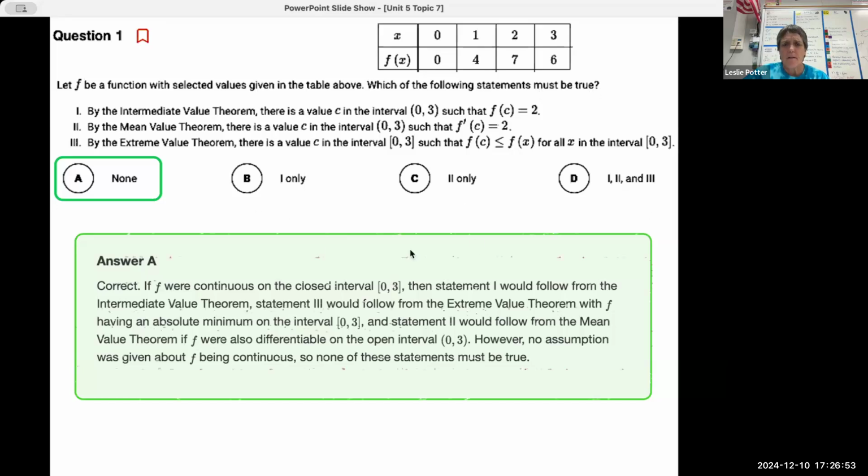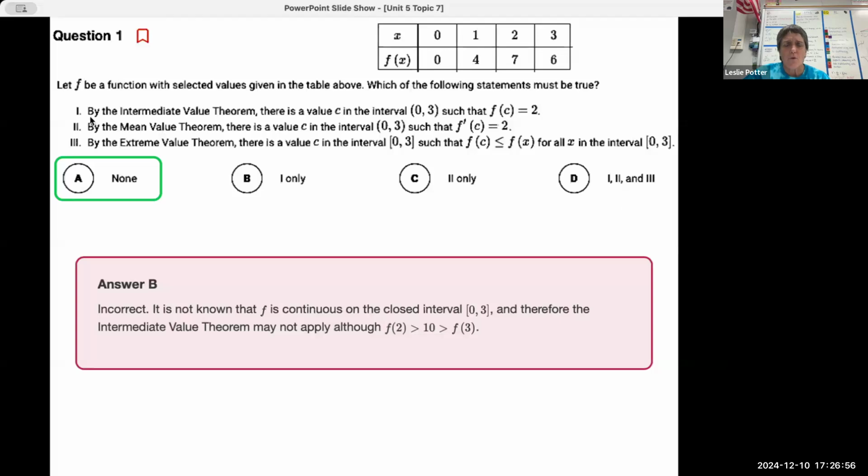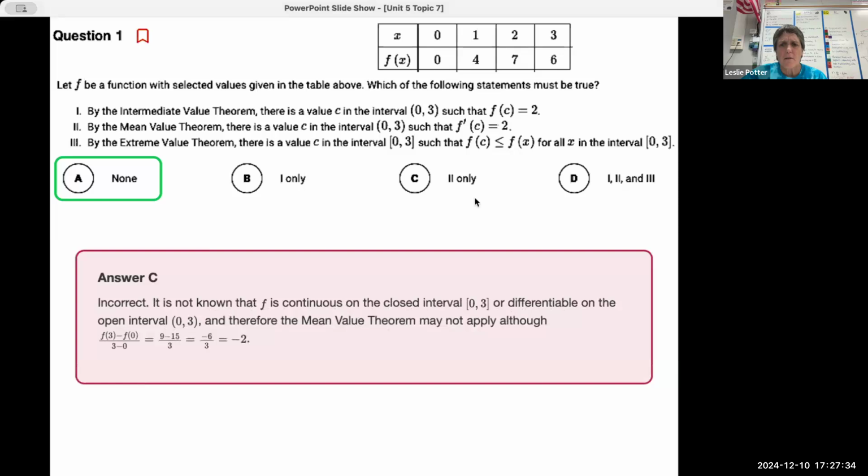Let's take a look at dispelling the remaining ones. So statement 1: by the intermediate value theorem, there is a value c in the open interval from 0 to 3 such that f of c equals 2. Looking at the table from 0 to 3, our function value goes from 0 to 6. 2 is within that range, so we must be able to attain a value of 2. It's incorrect because we don't know if f is continuous, but that itself would be a correct statement if f were continuous.